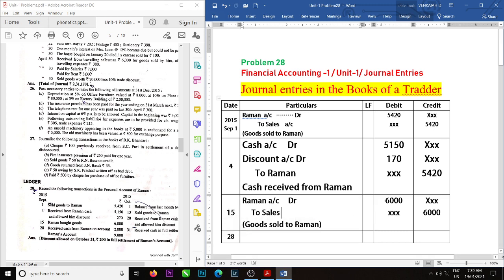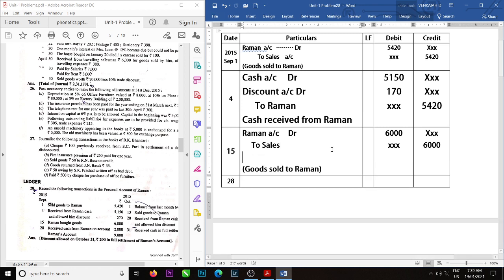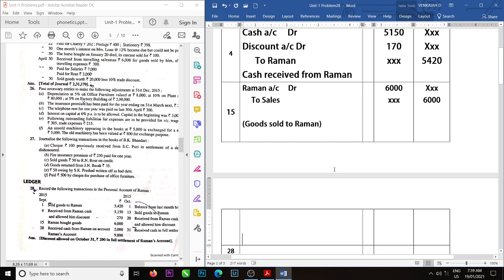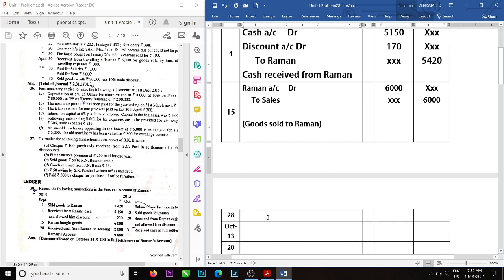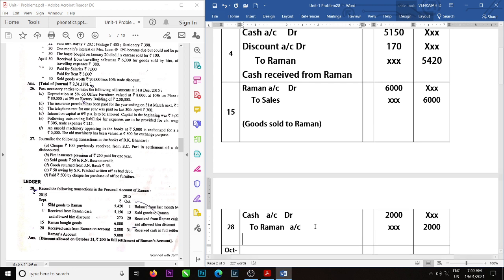Next entry is cash received from Raman on account. We received cash: cash account debit, to Raman account. It is 2000. Cash received from Raman. Right.